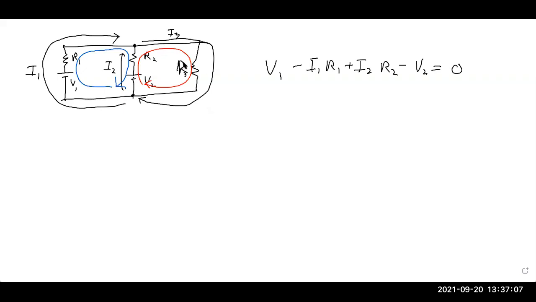So where you start is of little consequence. I like to start where I started drawing. So for the red loop, V2 is positive because we're going through it negative side to positive side. Then our current direction of I2 is defined to be upwards. So we need to subtract I2 R2. And then our loop travels through R3. And the current direction downwards is the same as the loop direction. So we subtract I3 R3.